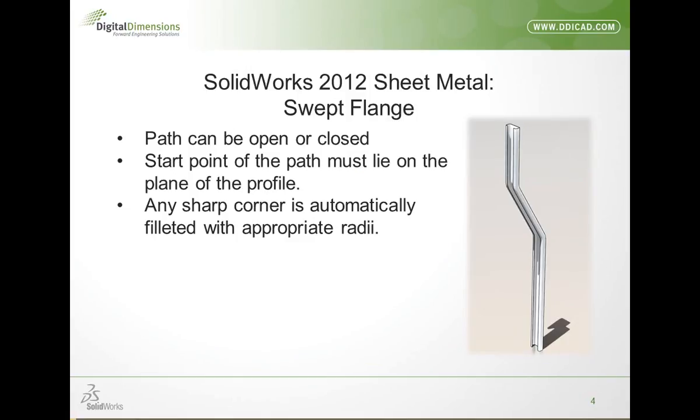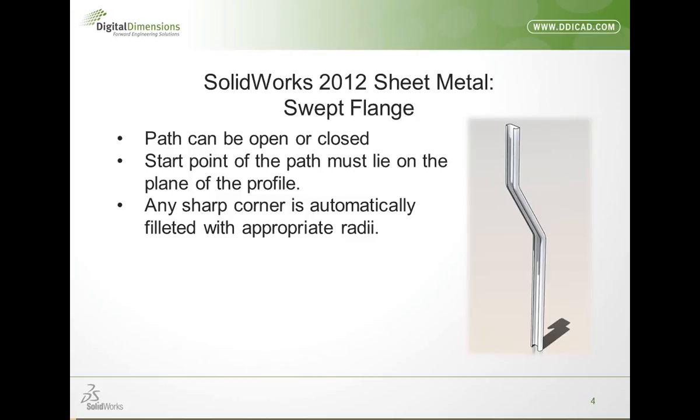The start point of the path must lie on the plane of the profile. So you can't have a gap, and this again behaves a lot like a swept surface. One thing to consider is that any sharp corner is automatically filleted with the appropriate radii. It's going to pull that radius value from your sheet metal settings. So if you've got a 1/8 inch bend and you don't put any fillets in it, it's going to automatically convert that sharp corner to a filleted corner.